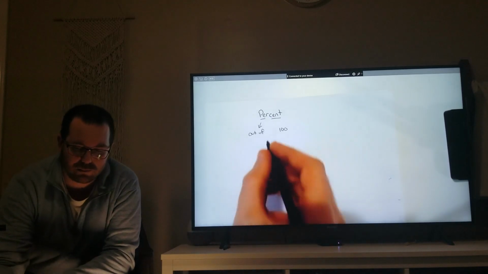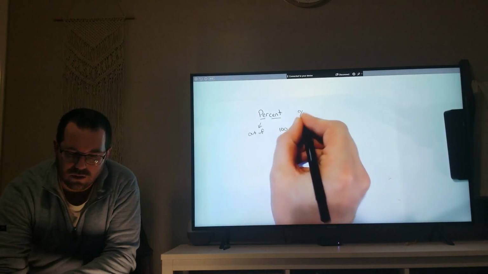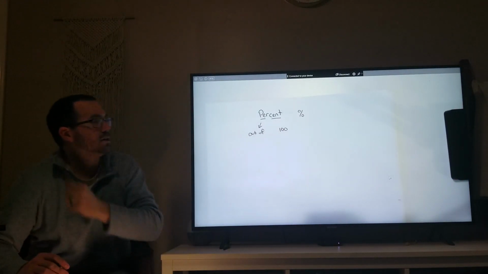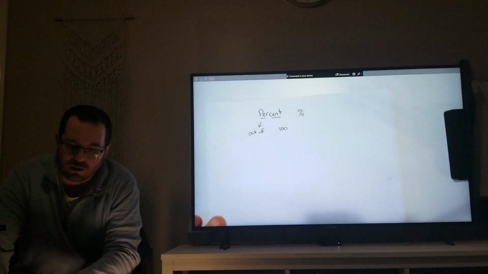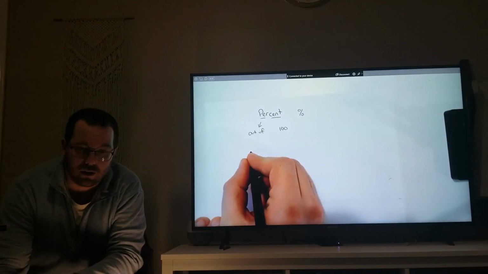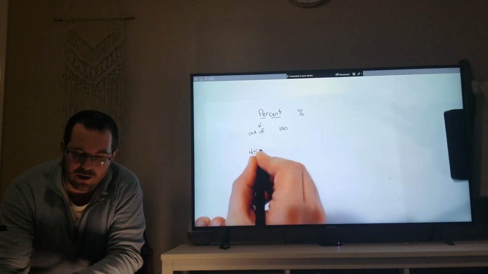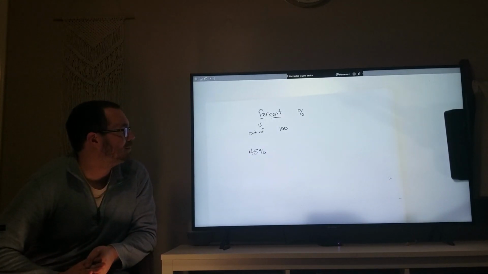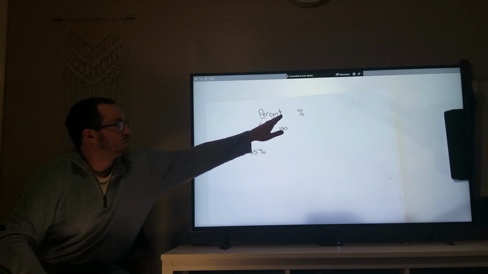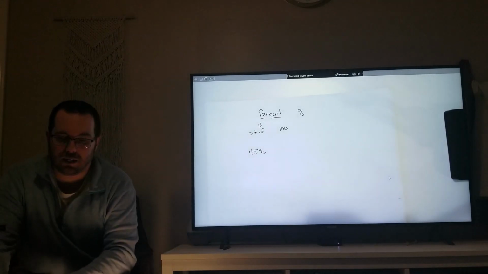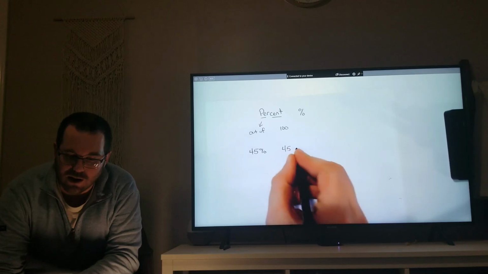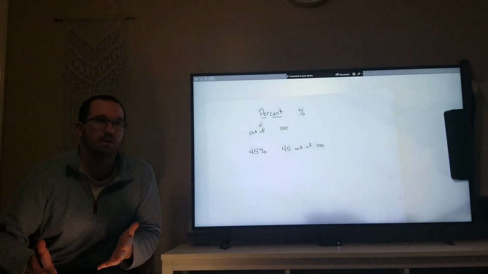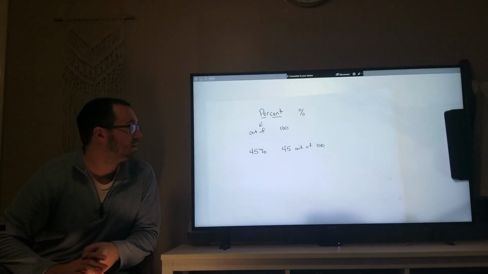Now, to represent a percent, we use a symbol that looks like this. It has a circle at the top, a diagonal line, and a circle at the bottom. If I were to say that on a test, you got 45%. Hopefully you didn't get 45% on a test. But if you did, if we were to expand the word percent, what this means is you really got 45 out of 100. So if there were 100 marks on the test, you got 45 of them correct.